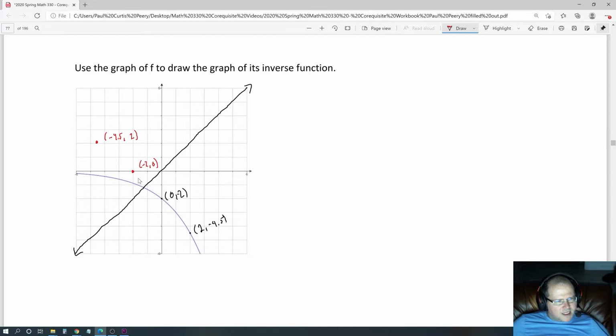Now, my guess is the graph would look something like, oh shoot, I overshot it. Okay, well, it looks something like that. Hopefully your graph turns out better. But it should look something like that. It should be reflected across this y is equal to x. Y is equal to x right there.